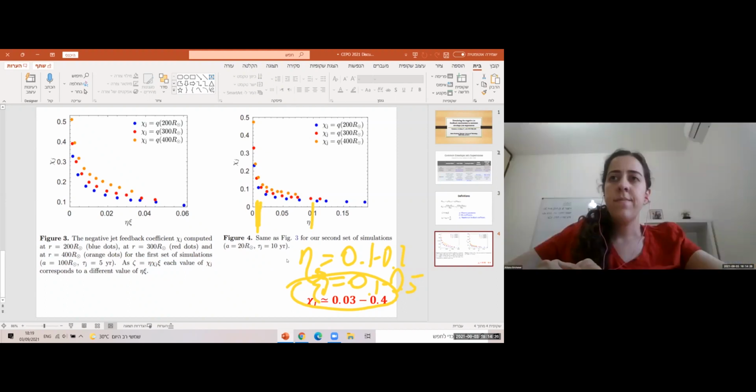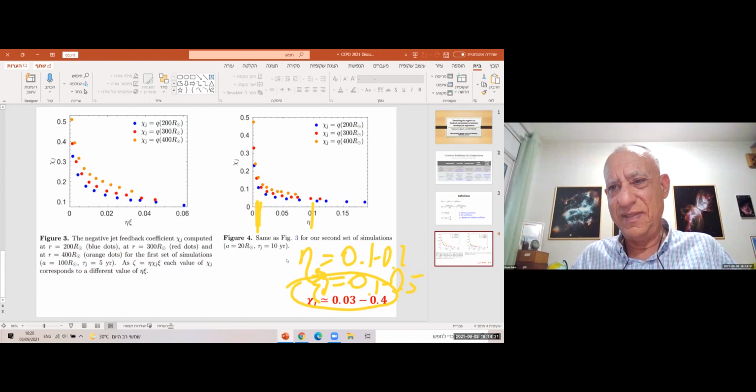But this is spherically symmetric, what you say. You should emphasize it.